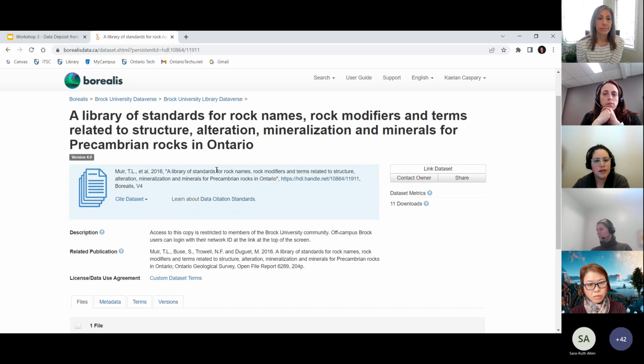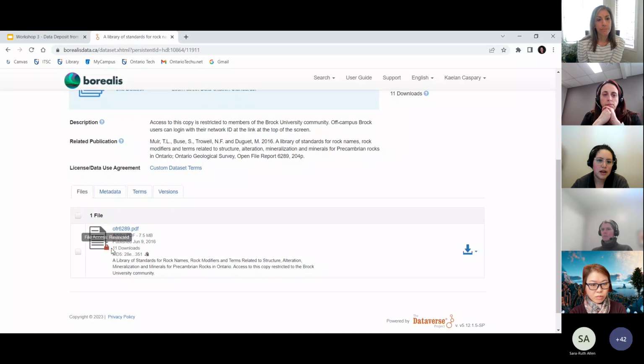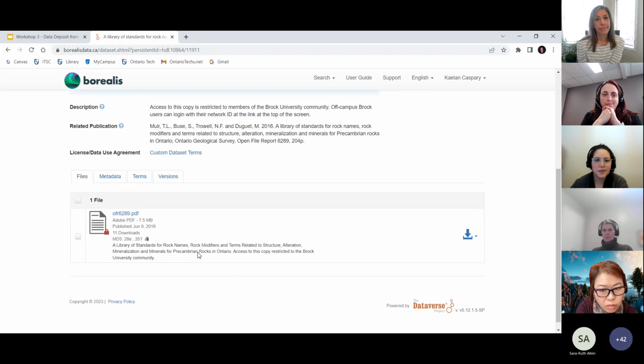In that case, you can see some of this information. If, let's say, you came upon a restricted dataset that you may want to access, you can always contact the owner and find out more information there. You can check out that related publication. So there are different levels of ability to connect and relate there. And again, you see that little lock, that red lock there, indicating that it is restricted.